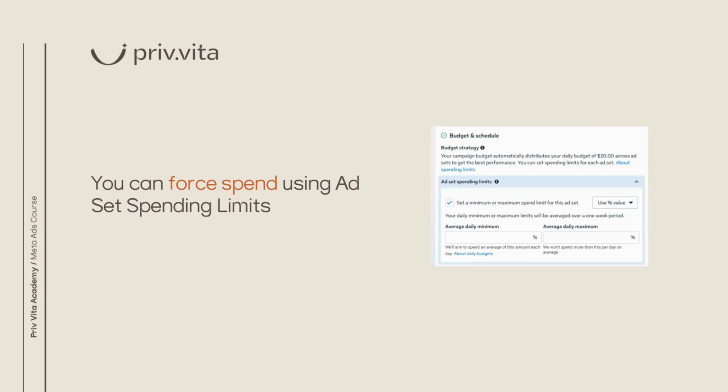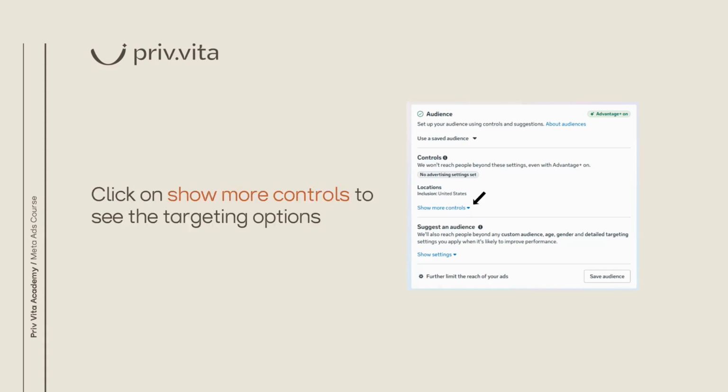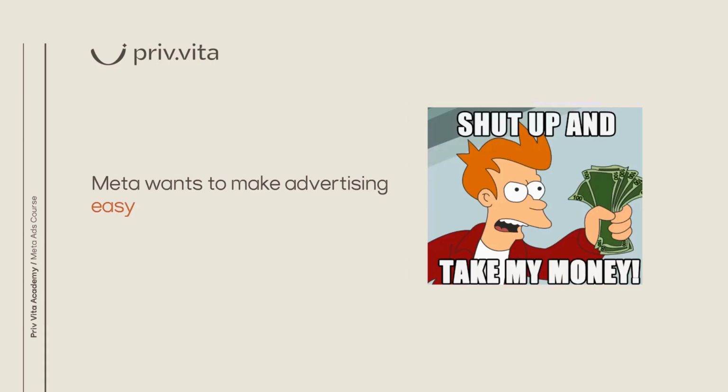Or they use maximum daily limits to prevent Facebook from suddenly allocating the entire budget to a new test and potentially hurt the overall performance of that campaign. Now comes the fun part and all the fuss in the industry, the targeting. Facebook doesn't really want you to use it, so they kind of hide it. You will need to click on show more controls to see the targeting options. And by the way, that's not necessarily wrong.